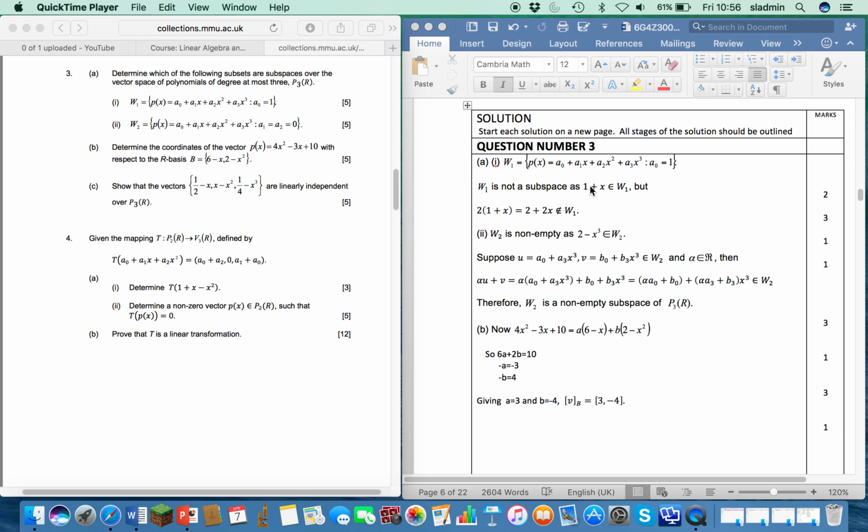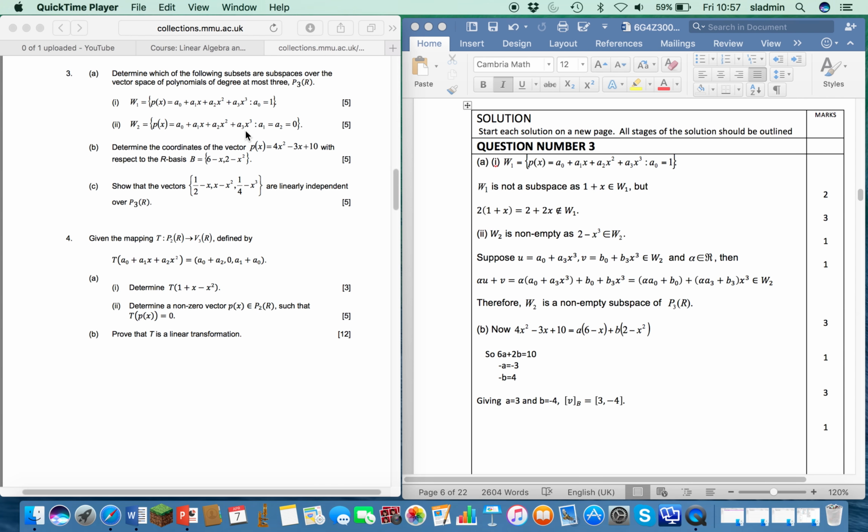However, you should easily be able to see that if you multiply this by a constant, so for example 2 times this polynomial, then we get a new polynomial, 2 plus 2x. But 2 plus 2x no longer belongs to W1 because the constant coefficient is not equal to 1, which is one of the prerequisites here. So this vector does not belong to W1. So if we took a vector, say u, which is in W1, but alpha u is outside of W1, therefore W1 is not a subspace. With this kind of question, you just need to give one counterexample.